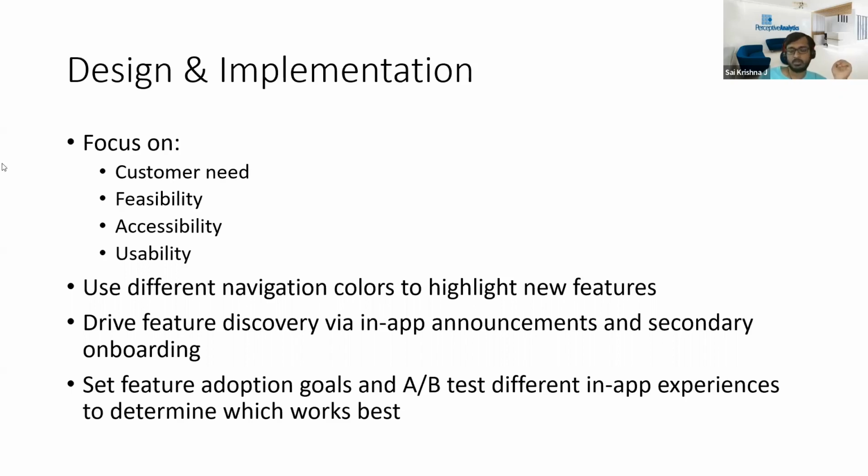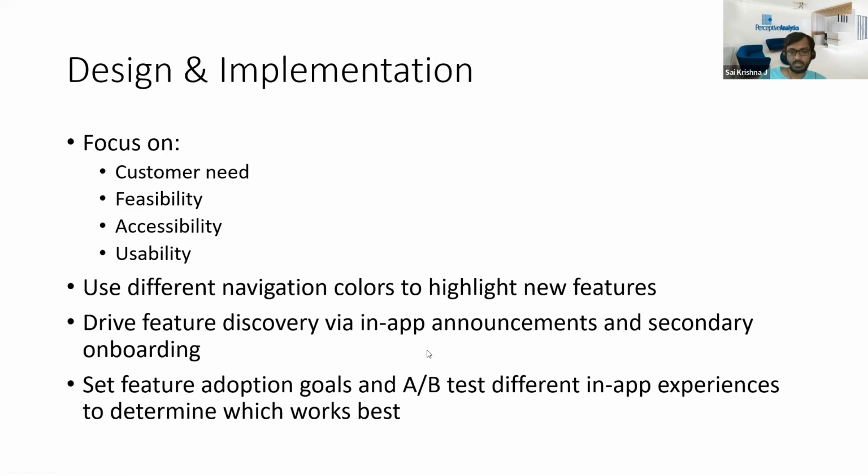Okay. So since they made that pop-up appear on the very first page of the app, I was able to see that new feature immediately when I opened the app. So that is what we call as the feature discovery. Okay. So this comes under the implementation part of it. So you have designed the new feature, you have evaluated the need for the feature, you have designed it, and how do you launch it? How do you make it visible to the customers? So this is how. So using the different navigation colors, driving the feature discovery via in-app announcements.